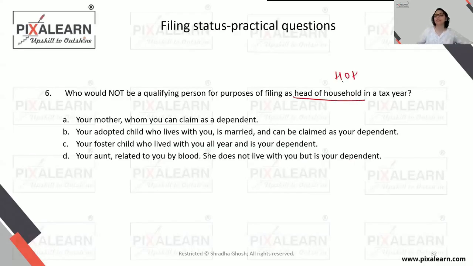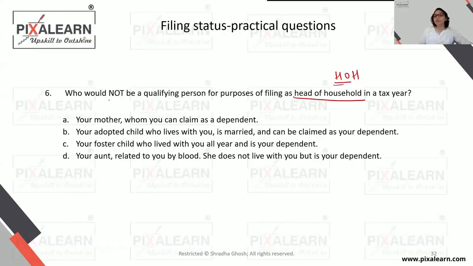So who is a head of household? Somebody who's single, unmarried, or legally separated. So I'm single, but I'm taking care of a dependent child who's staying with me for more than half of the tax year. I'm taking care of a dependent parent, a father or a mother, but that person need not stay with me for more than half of the year. But I should be maintaining a house which is his or her principal residence for more than half of the year. It can be a dependent relative, but that relative has to stay with me for more than half of the tax year. Only then can I be qualified as head of household.